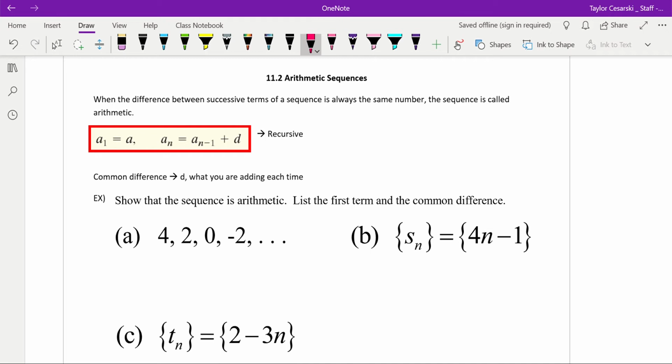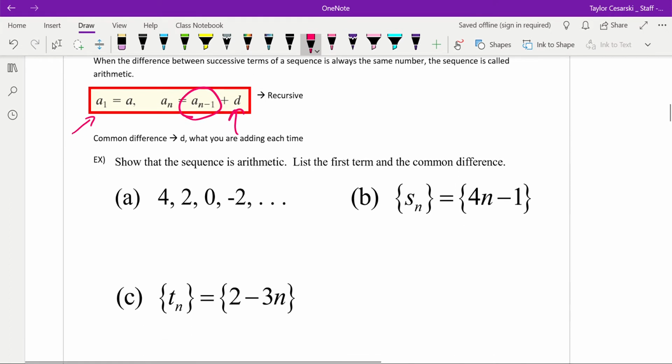The recursive formula for an arithmetic sequence has two different parts, like I mentioned in the previous video. You have the first term, okay? And then recursive means I'm defining it in terms of the previous term. So the previous term, which is a sub n minus 1, plus my common difference. And I say plus, but you can still add a negative number. So you can say plus negative 2, but you're still adding a common difference each time.